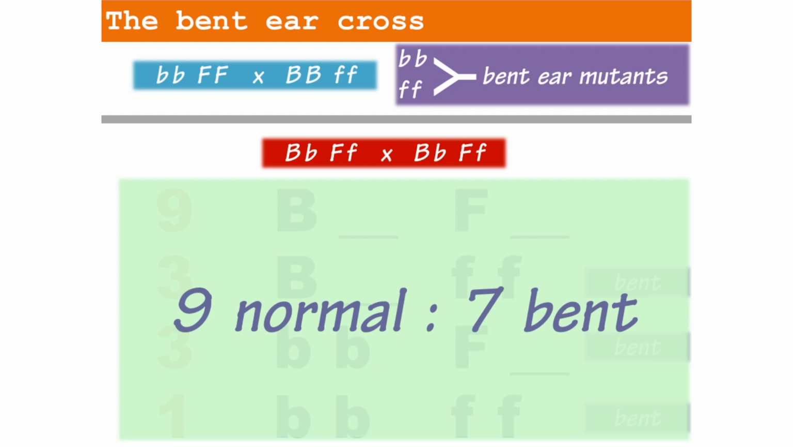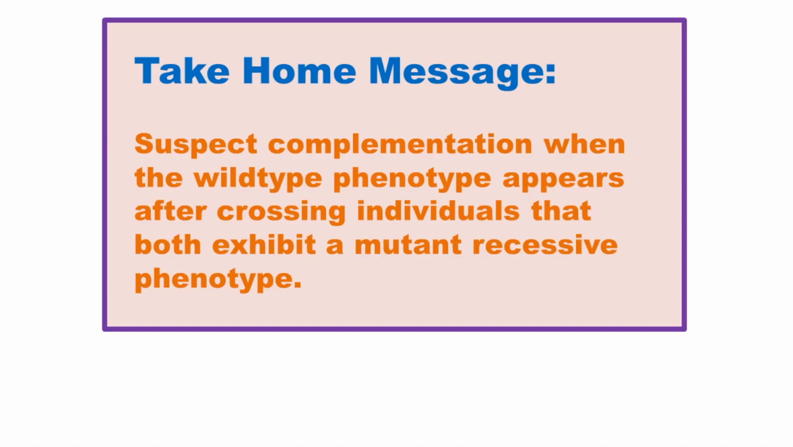9 normal to 7 bent, and now we at least can understand that that ratio is a red flag. It adds up to 16. We can see 9 to 3 to 3 to 1 there, probably 2 different genes. And then you can go down the pathway to figuring out what the inheritance pattern is. So we suspect complementation anytime you cross individuals that both exhibit a mutant recessive phenotype, and yet somehow in the F1 generation, we see all wild type phenotypes.